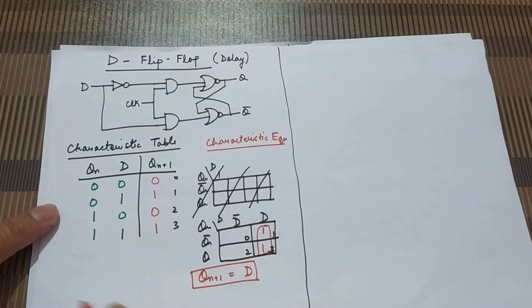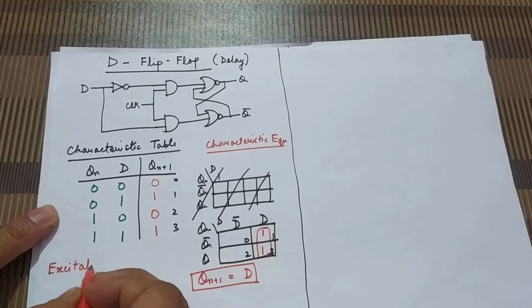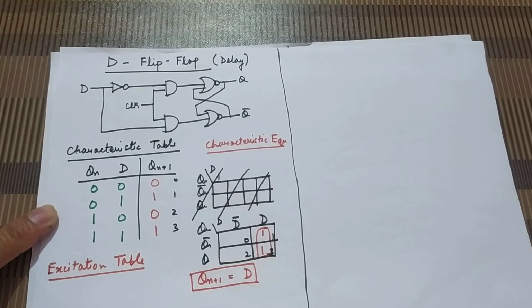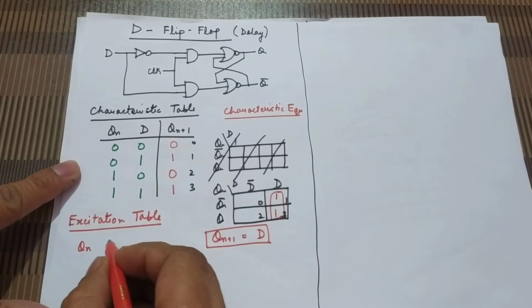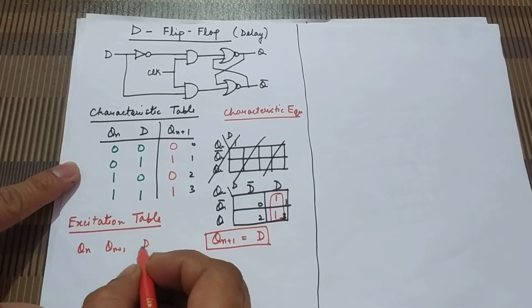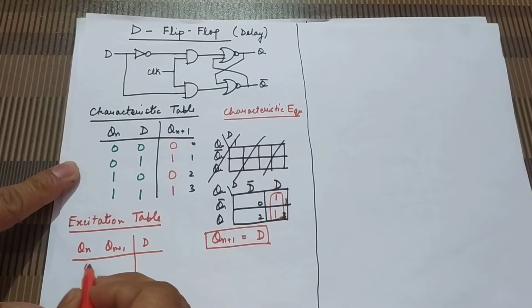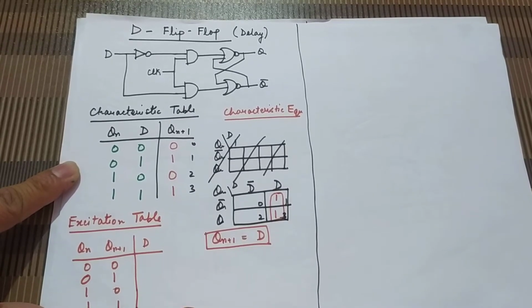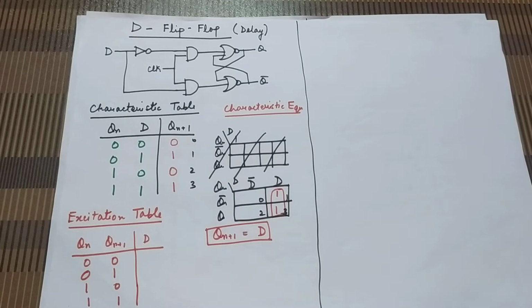Now as far as the excitation table is concerned, in excitation table, as I have already told you, it consists of present state Qn, the next state, and the D as the output. So 0 0, 0 1, 1 0, 1 1. While looking at the characteristic table, we used to fulfill this excitation table.